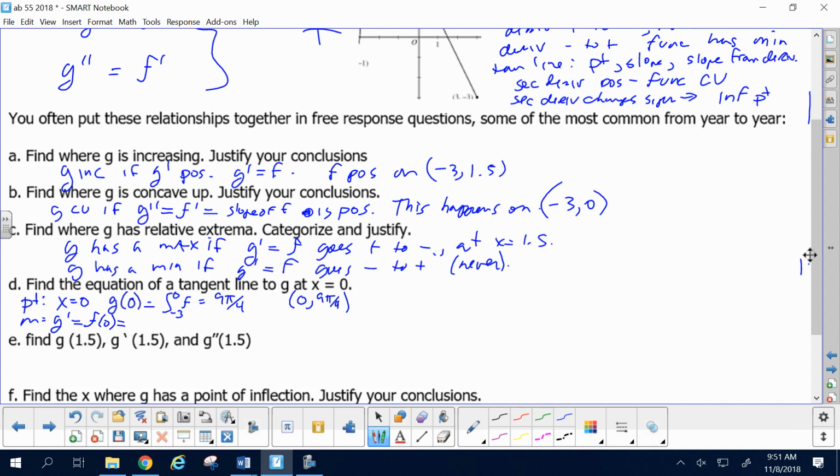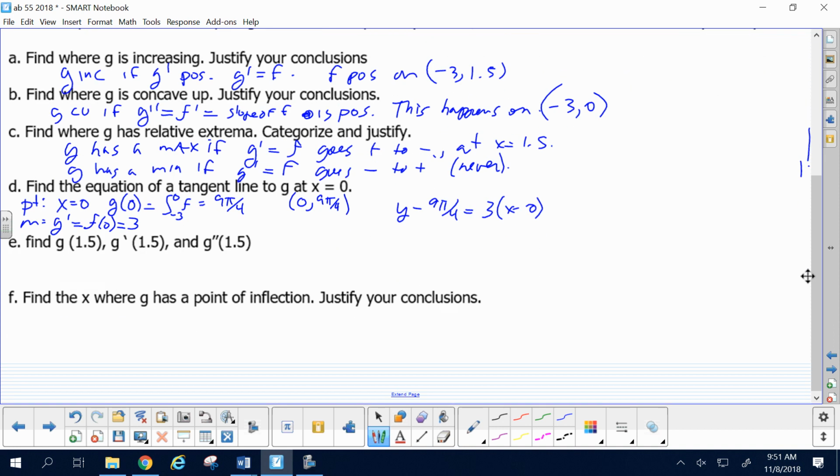It's the y value at 0, which is 3. So what's my tangent line equation then? y minus 9 pi over 4 equals 3 times x minus 0. You with me? Okay? It's pretty common that you're asked for 3 levels of G.